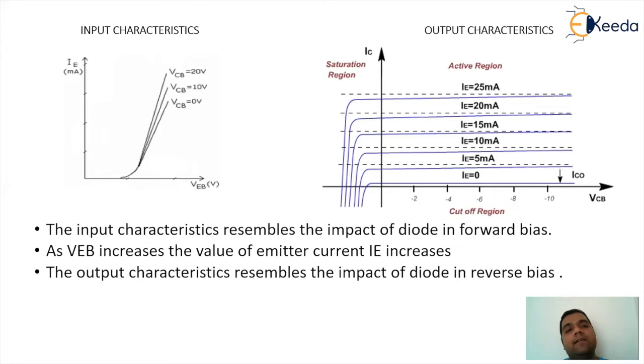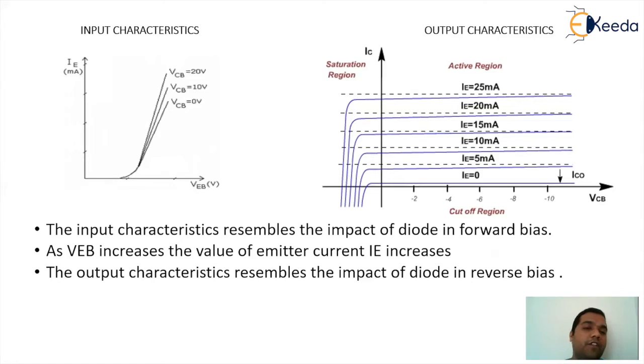Now we are trying to understand the characteristics. When we talk about characteristics, we have input characteristics and output characteristics. So what do you mean by input characteristics? Input characteristics is basically a relation between the input parameters, input voltage and input current. Since we are discussing the common base configuration, the input current is IE and the input voltage is VEB. And when we talk about the output characteristics, it's a relation between output parameters. So the output current here is IC and the output voltage is VCB.